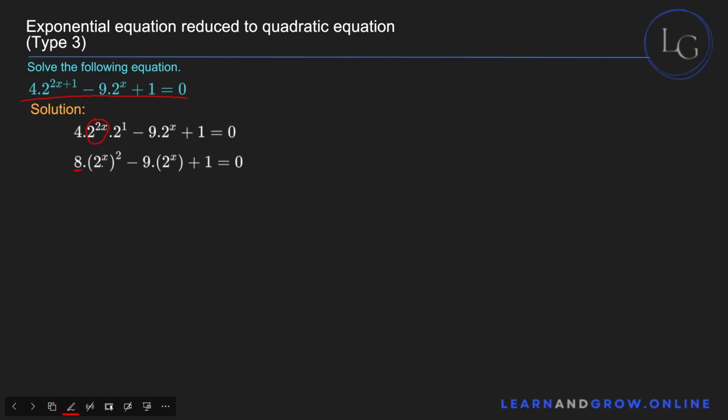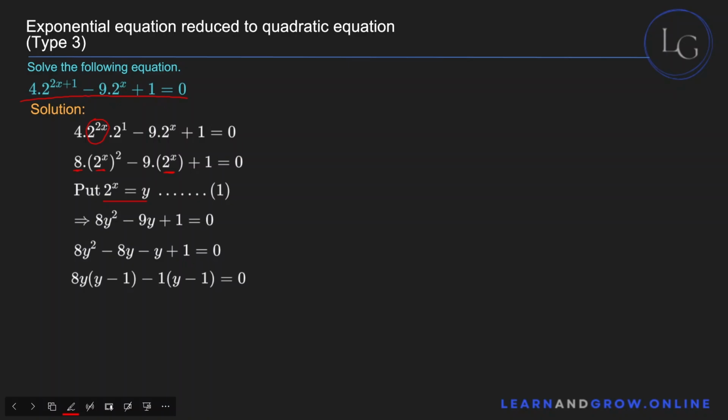Over here we'll take 2 raised to the power x and we'll put that whole to the power 2. And now you have terms for 2 raised to the power x over here and over here. Now, just by using your own logic as you did in the type 1 equations, you'll put 2 raised to the power x equal to y. So this now becomes a quadratic equation: 8y square minus 9y plus 1 is equal to 0.